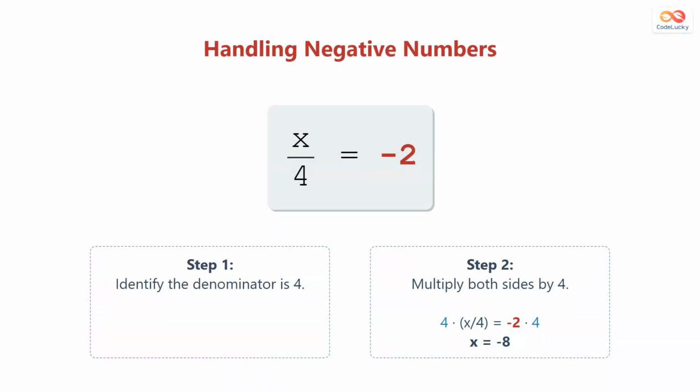This property works for negative numbers too. Consider x divided by 4 equals negative 2. Step 1 is to identify the denominator, which is 4. Step 2 is to multiply both sides by 4. On the left, the 4's cancel. On the right, negative 2 times 4 is negative 8, so x equals negative 8.